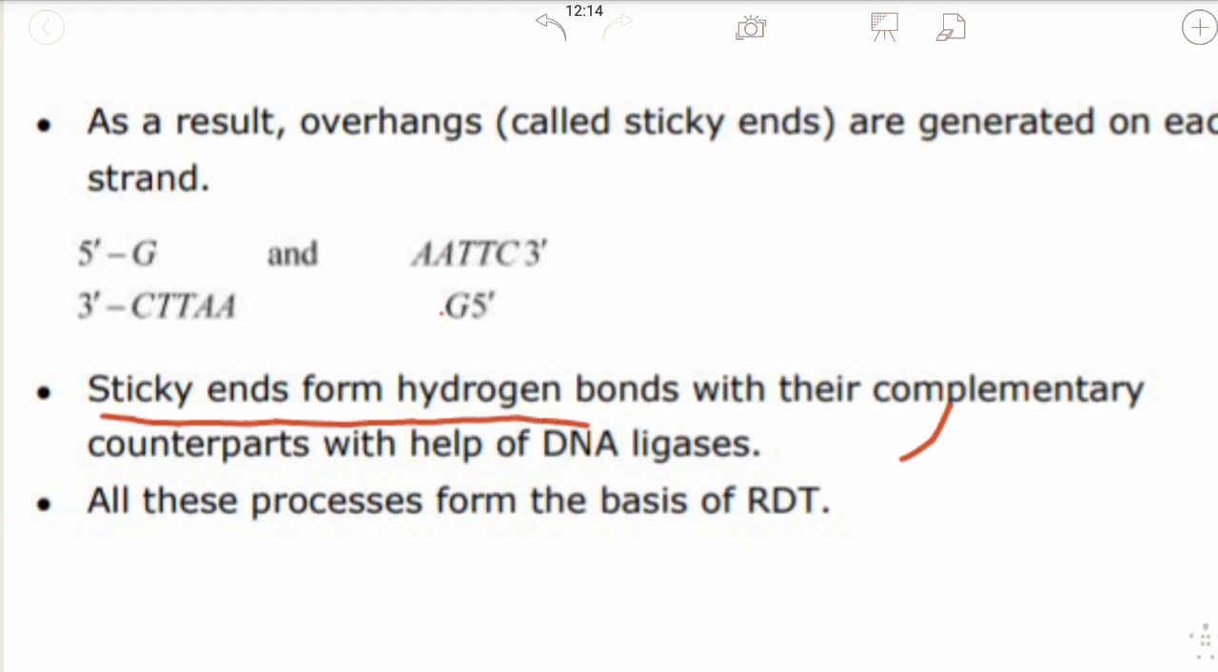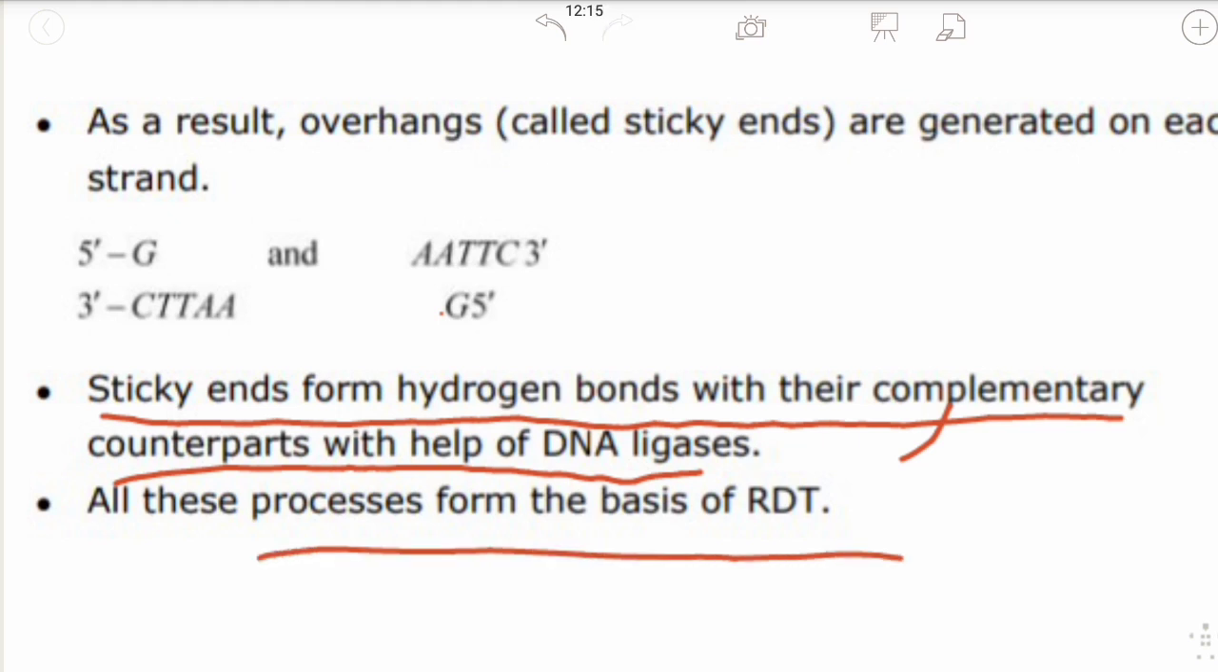Sticky ends form hydrogen bonds with their complementary counterparts, and with the help of a DNA ligase, the sticky ends get attached. So these processes form the basis of recombinant DNA technology.